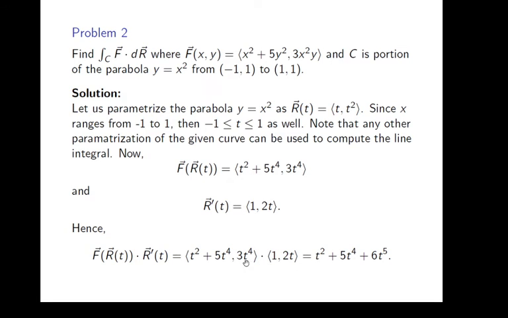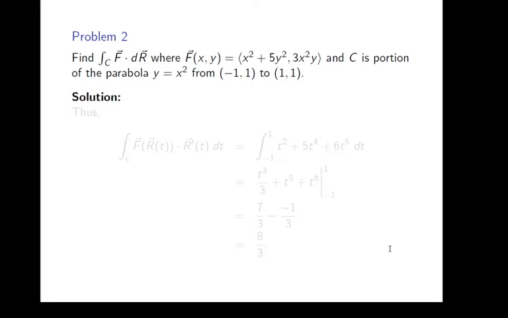And so we get t squared plus 5t to the 4th times 1, which is t squared plus 5t to the 4th, plus 3t to the 4th times 2t, which is 6t to the 5. Okay, we now need to integrate the dot product between f evaluated at r of t and r prime of t from -1 to 1.